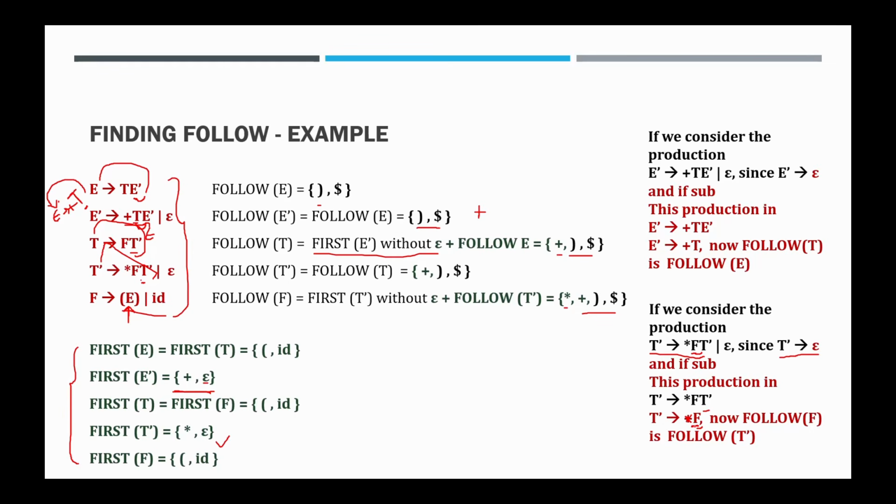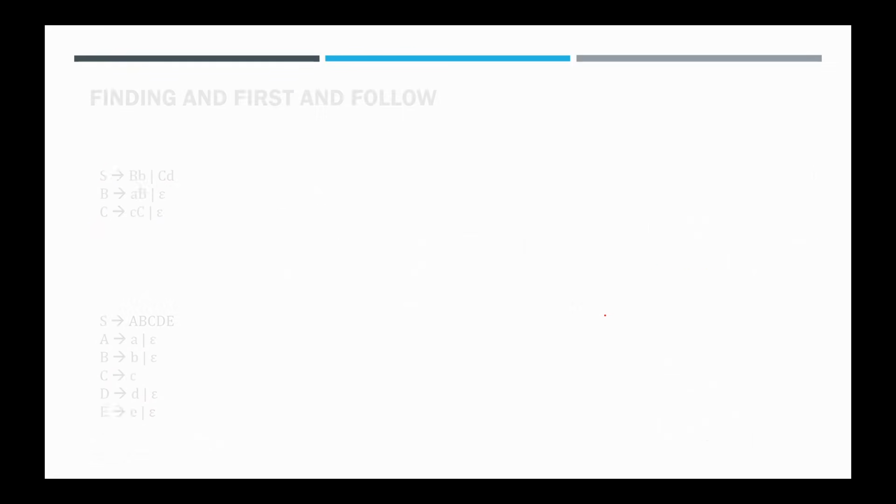So what is follow of F? No symbol. So automatically it moves back to the left hand side. What is there in the left hand side? T dash. So we need to include follow of T dash. What is follow of T dash? Plus, close parenthesis, comma, dollar. Clear? This is how we will be finding the follow.